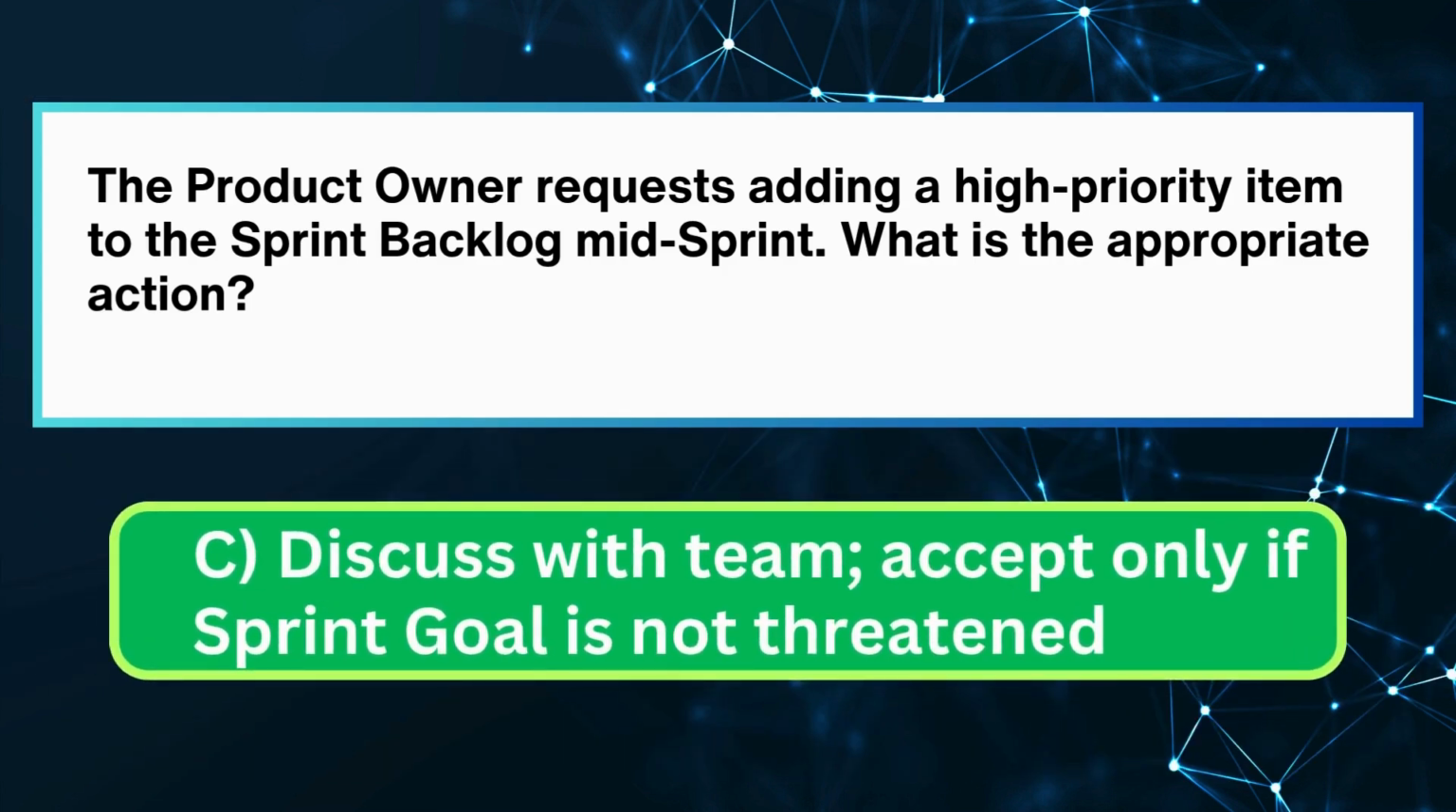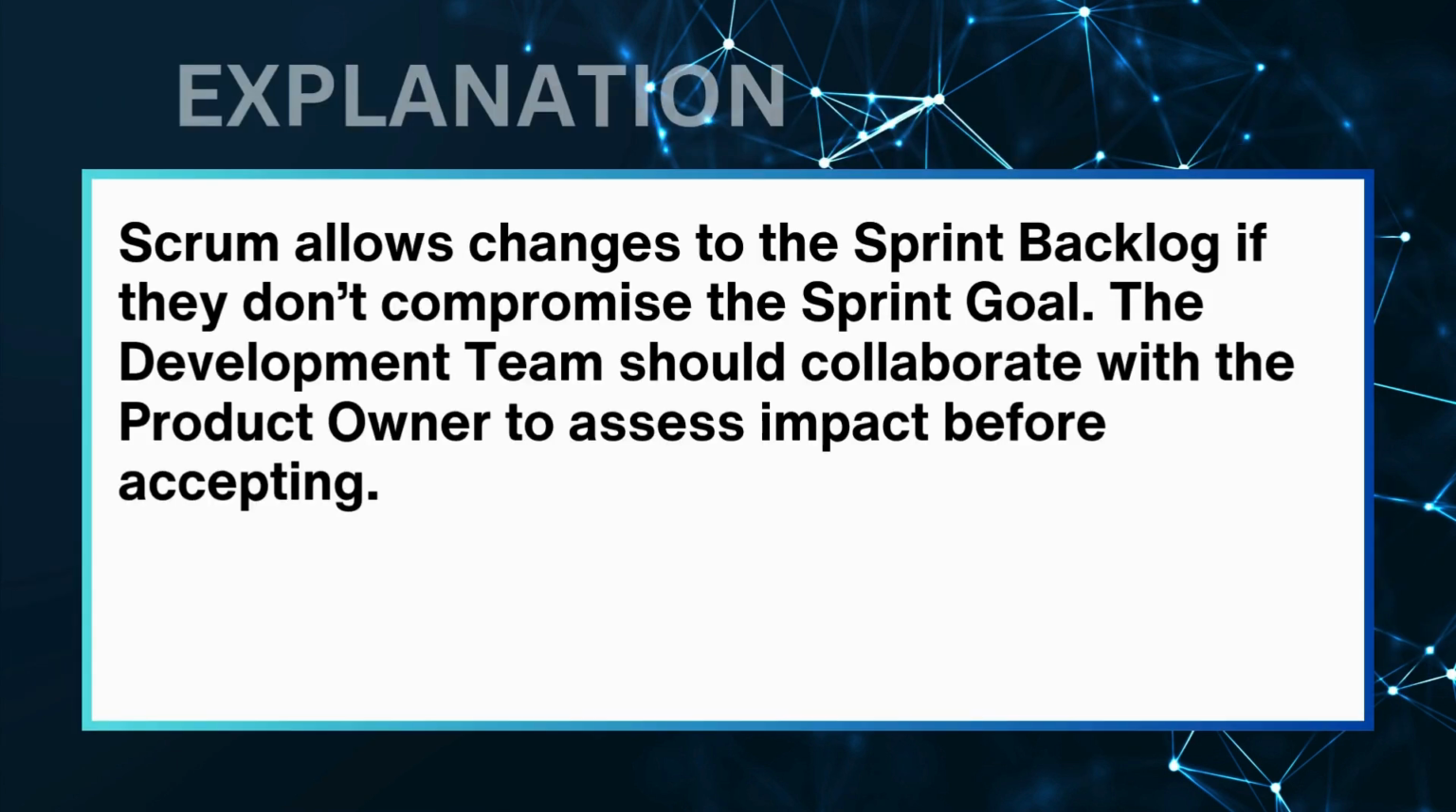The correct answer is C. Discuss with team, accept only if sprint goal is not threatened. Scrum allows changes to the sprint backlog if they don't compromise the sprint goal. The development team should collaborate with the product owner to assess impact before accepting.